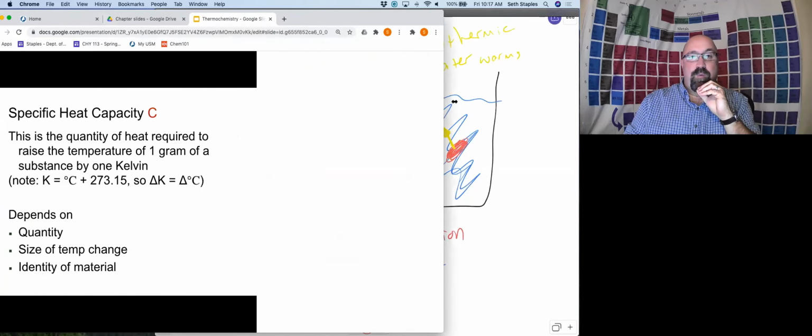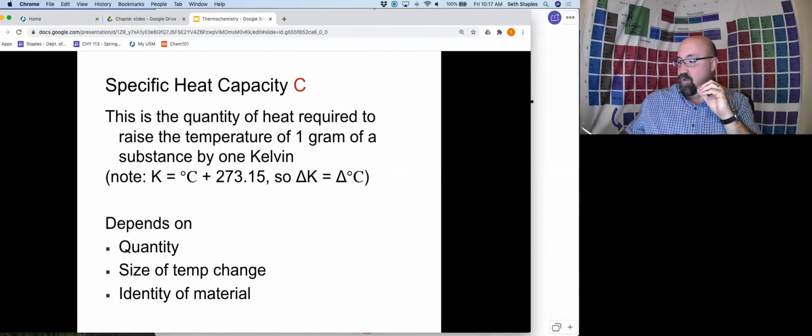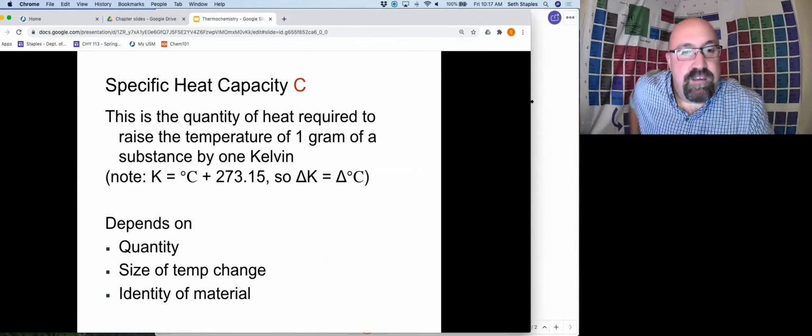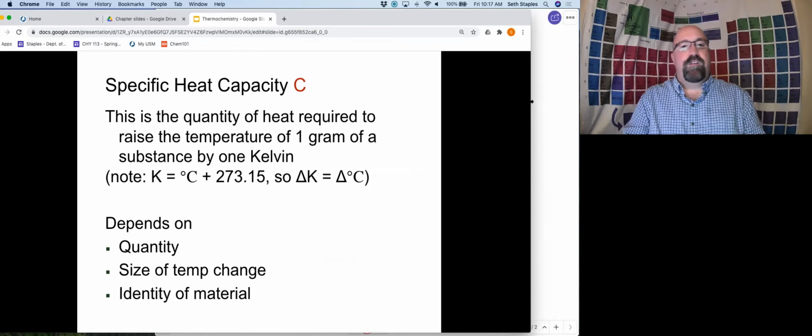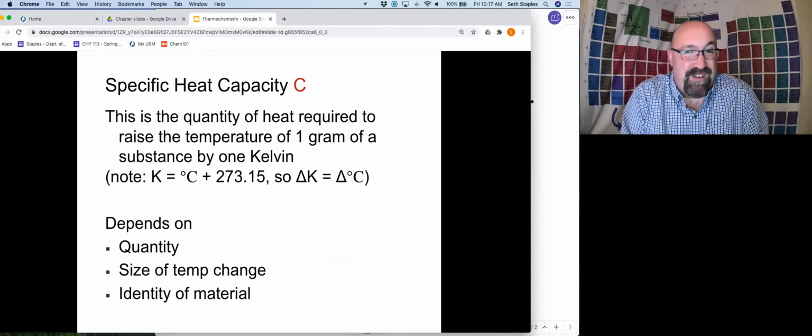So let's look at some ways that we are going to use this now. Some ways that we're going to look at and use some of these energies. Specific heat capacity is the first really important energy factor that we're going to run into. The specific heat capacity is the quantity of heat, the amount of heat, that's required to raise the temperature of 1 gram of a substance by 1 Kelvin. So that's the official definition and the official temperature unit in science and in chemistry is Kelvin.